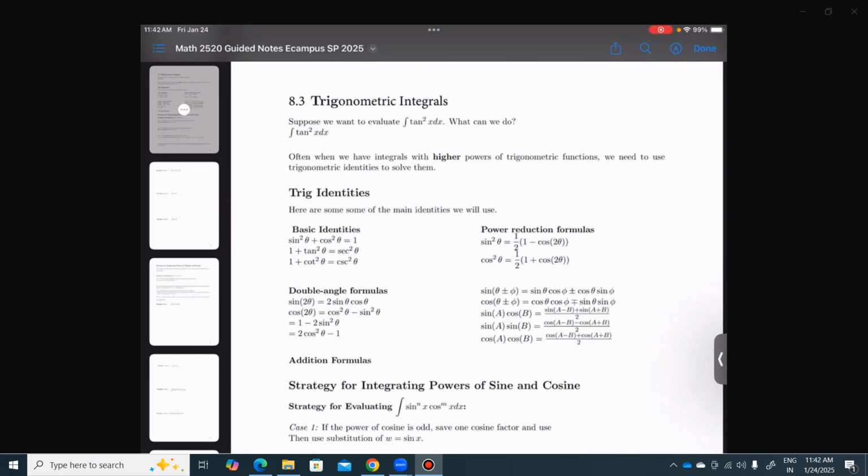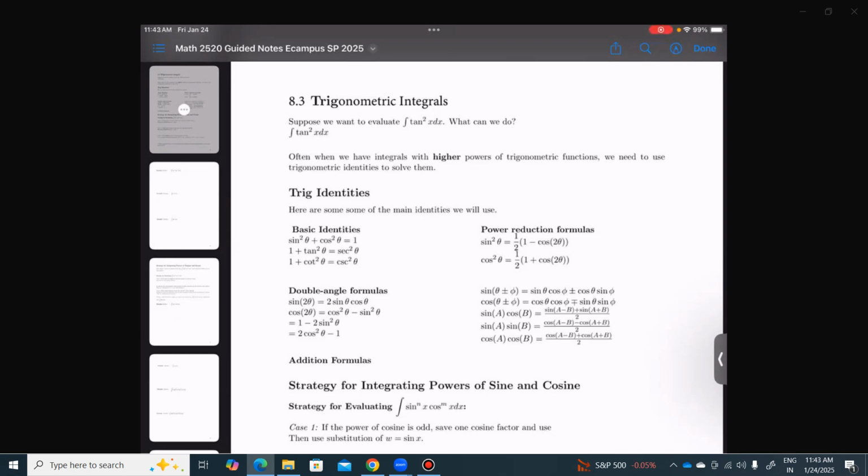Hello, this is Math 2520 and this video is over section 8.3. And in this section we will be looking at doing integrals that involve trig functions, more than just the basic trig functions. So for instance, if we want to evaluate tangent squared and integrate that, we'll have to learn new methods to do this.